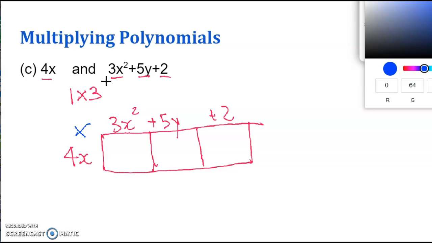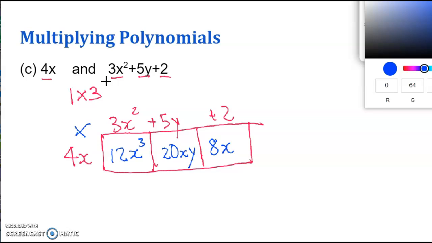For this box, we are multiplying 3x squared, the length, by 4x, the width. 3 times 4 is 12, and x squared times x is x to the power of 3. What about 5y times 4x? 5 times 4 is 20, and y times x is xy. They're not like terms, so we can't just raise the power. What about 2 times 4x? 2 times 4 is 8, and to that we have an x.